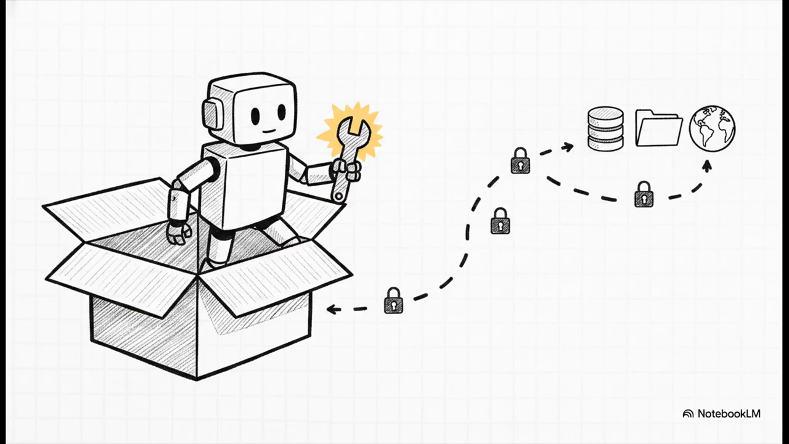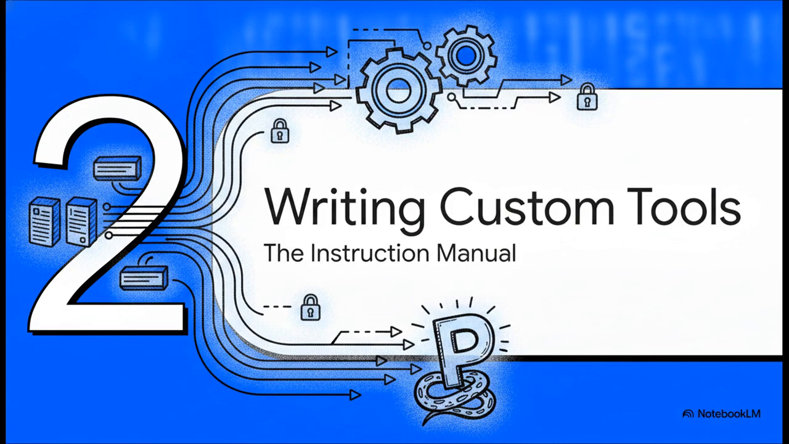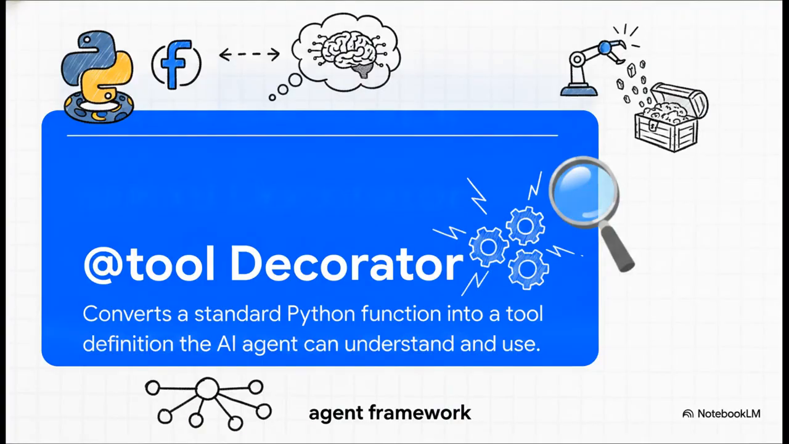It's pretty amazing. Moving right along to Section 2, writing effective custom tools, the instruction manual. Now that we know what the AI needs to become a doer, let's look at exactly how we build these secure pathways using Python. Okay, so it all starts with something surprisingly simple in the Python ecosystem, a decorator.